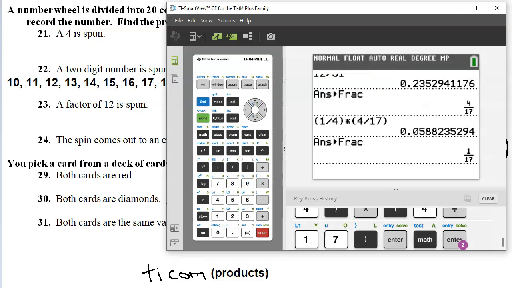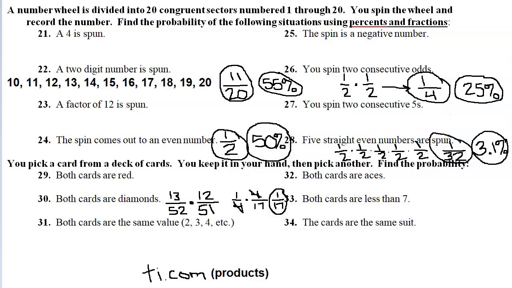If we go back over there, we already have the percent. It is about 5.9%. So if you have 2 cards in your hand, there is a little less than 6% chance that they are both diamonds. All right, we got just a couple more.